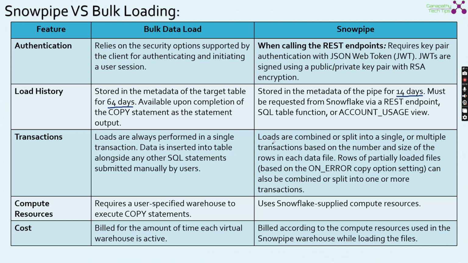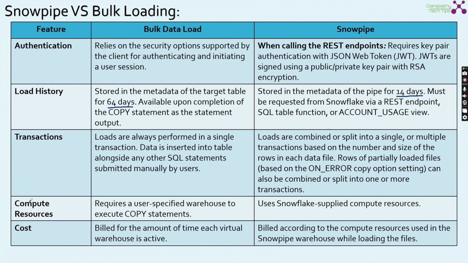But in Snowpipe, loads are combined or split into single or multiple transactions based on the number and size of the rows in each data file. Rows in partially loaded files, based on the error copy option setting, can also be combined or split into one or more transactions. That is the difference in terms of transactions between bulk data load and Snowpipe.